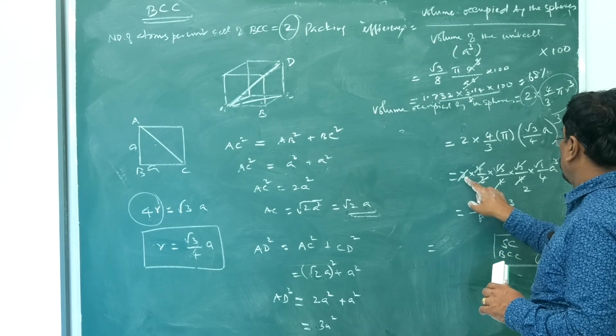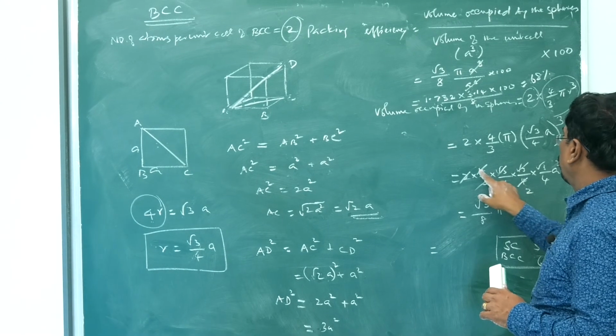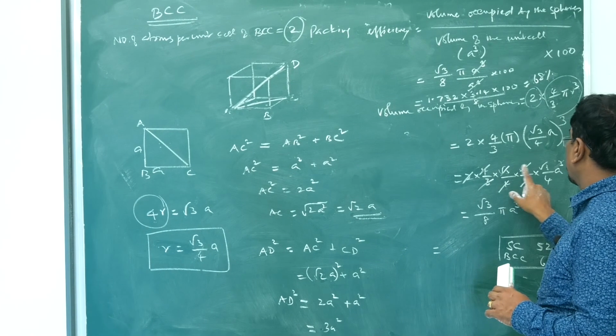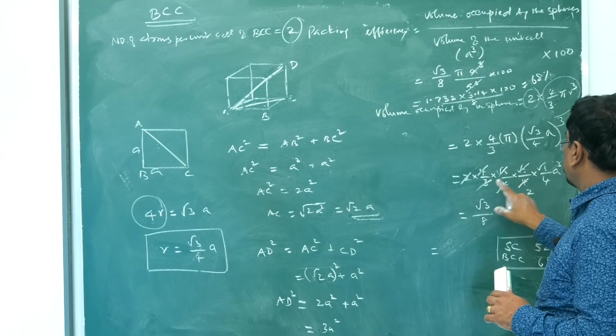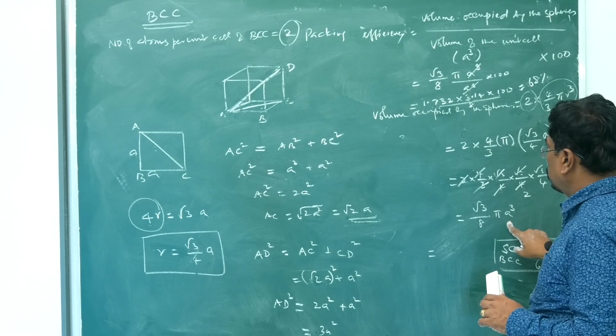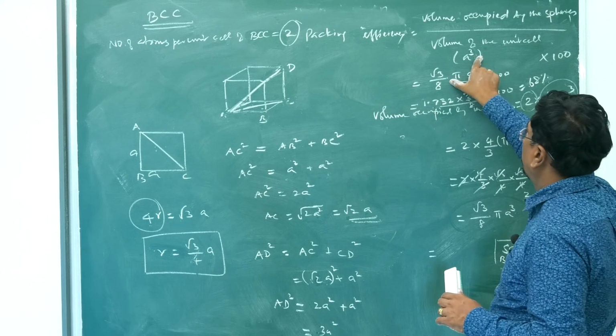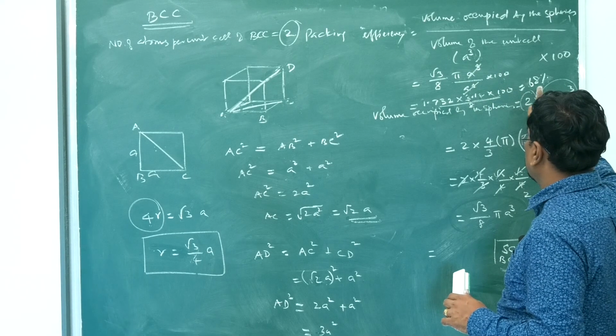2 and 4, 2. 4 and 4 get cancelled. 2 root 3's get cancelled. Therefore, root 3 by 8 pi a cube. It is for 2 unit cells. Divided by volume of the unit cell into 100, that comes to 68.